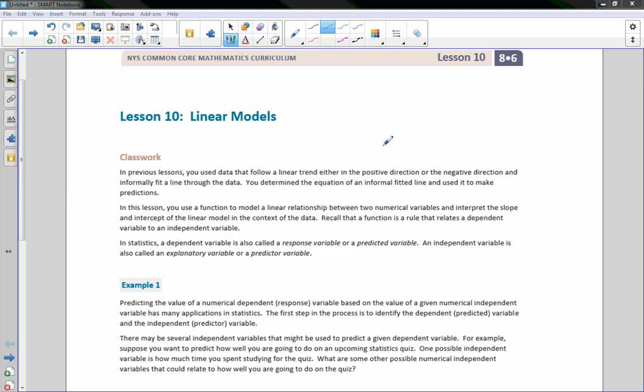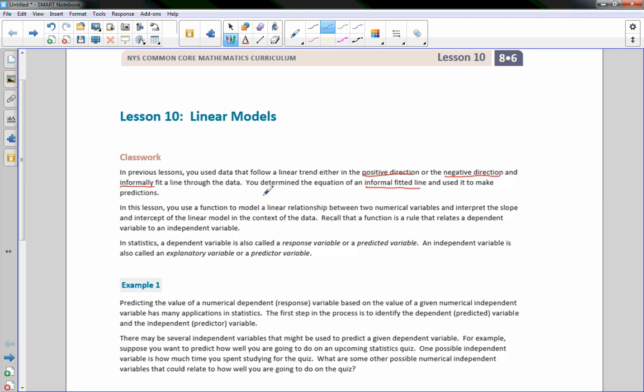Okay, so classwork. It says, in previous lessons, you used data that follow a linear trend, either in the positive direction or the negative direction, and informally fit a line through the data. You determined the equation of an informal fitted line and used it to make predictions. In this lesson, you use a function to model a linear relationship between two numerical variables and interpret the slope and intercept of the linear model in the context of the data.